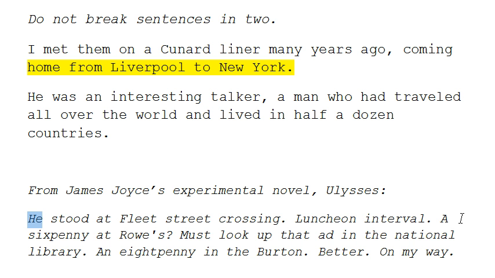An 8-penny in the Burton. An observation that he makes. Better. On my way. These are all sentence fragments. They're all used to communicate thought fragments. Thus, if you are going to be using writing which is fragmented in nature, your own thought process will appear fragmented and not complete.